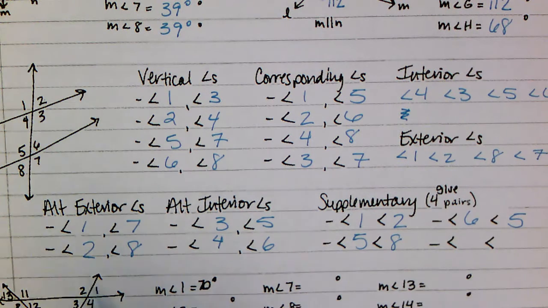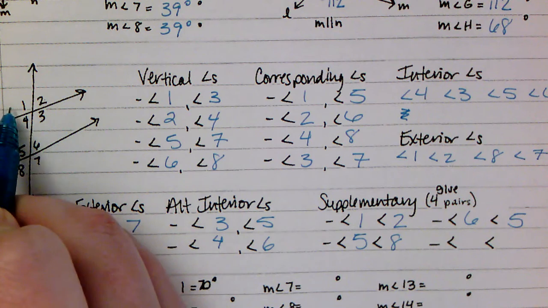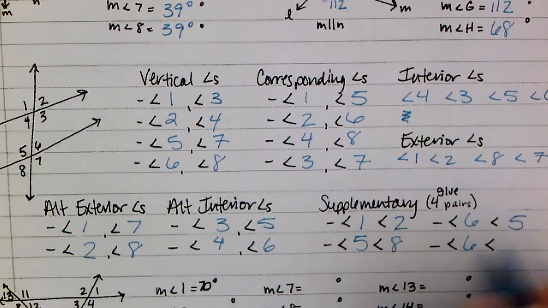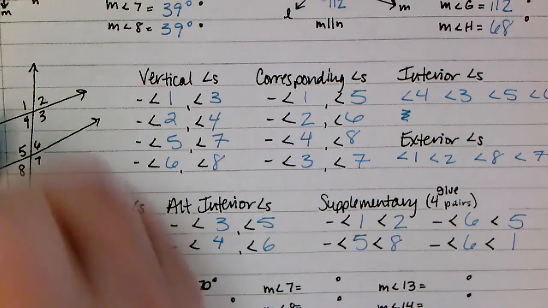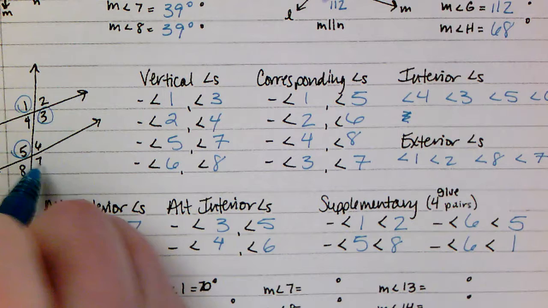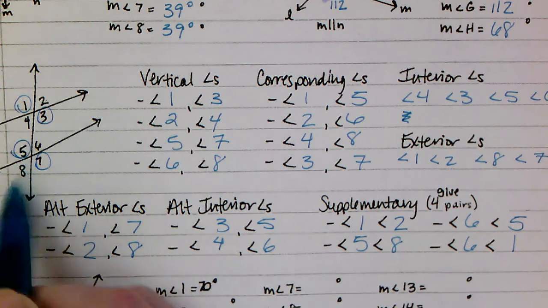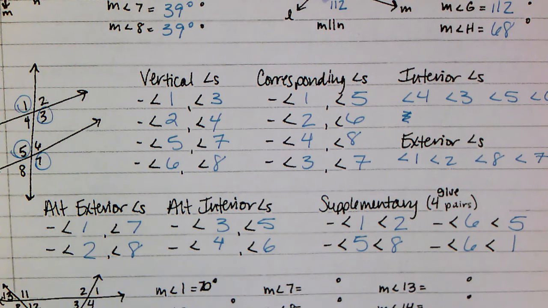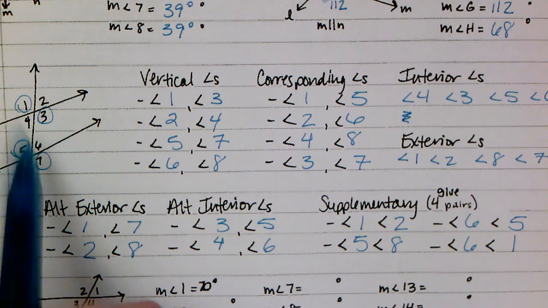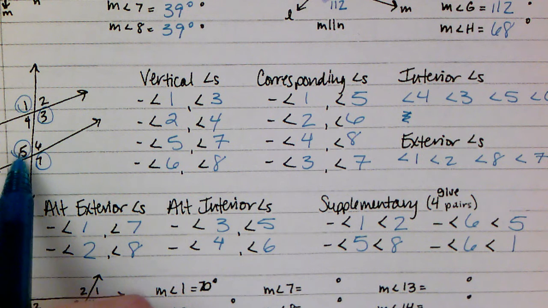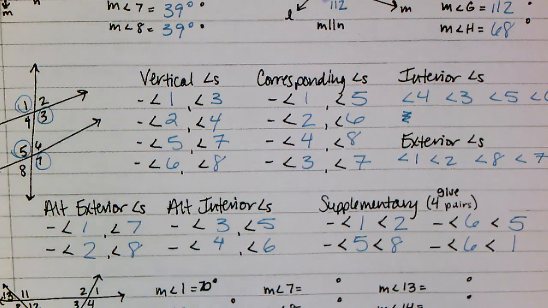I could also use 6 and 1, because 6 and 1, though they're not right next to each other, will equal 180 degrees because these 4 angles share the same measure, and then the other 4 share the same measure as well. And so 6 is supplementary to 5, and 1 is the same as 5. So 1 and 5 have the same measurement.